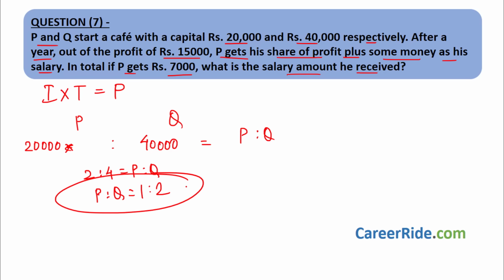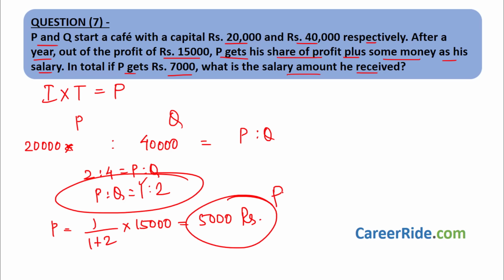Now, out of the profit of rupees 15,000, that means the total profit is 15,000. What is the share of P? We want to find out the salary of P. So we have to first find out the share of profit of P. Here the P ratio is 1. 1 upon 1 plus 2 into the total profit of 15,000. That would be 15,000 divided by 3, that would be 5,000 rupees. So profit for P is 5,000 rupees.